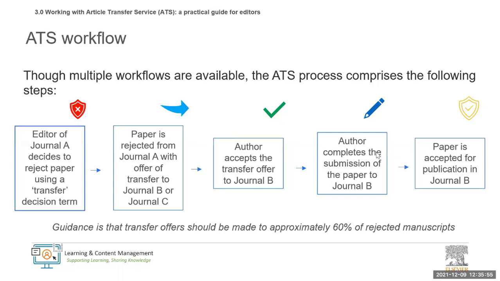So there are multiple workflows available, and we would ask editors to check with the publisher about any specific workflows that are available to their journal. As an indication of how frequently an ATS offer should be made, our standard guidance is that transfer offers should be made to approximately 60% of rejected manuscripts. But again, this is individual to the journal, and the editors should check with their publisher for further guidance.